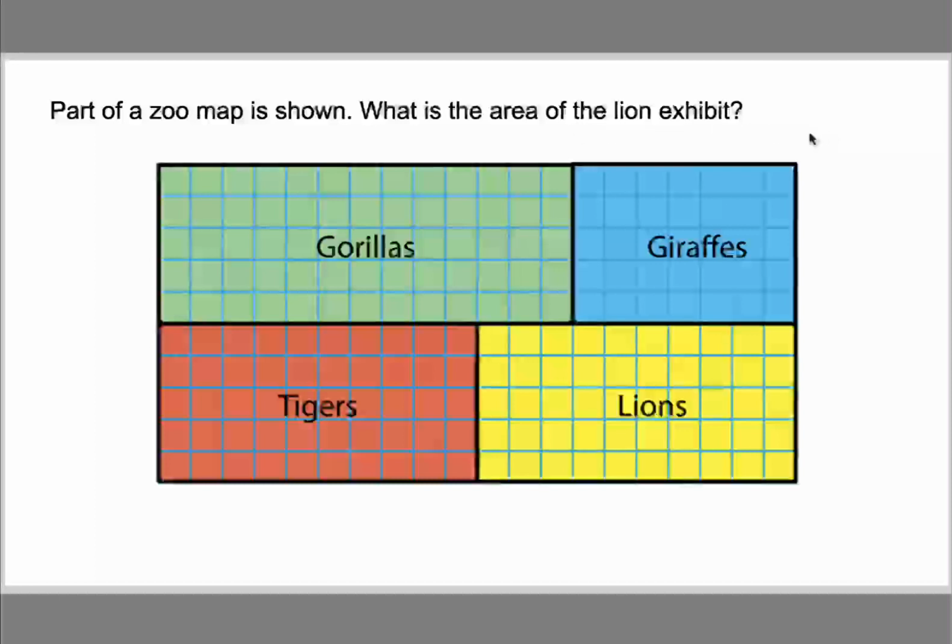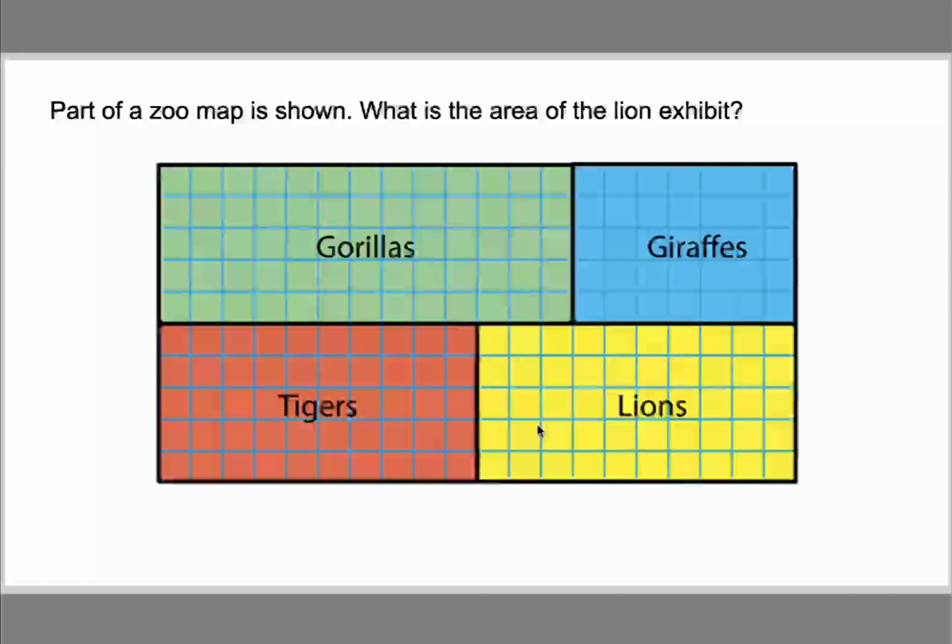Where's the lions? Where is the area for the lions? Do you see it? The yellow. The yellow one. So let's find the area. How to find the area? We count. Exactly, we count, Ahmed. We should count how many squares cover this area.